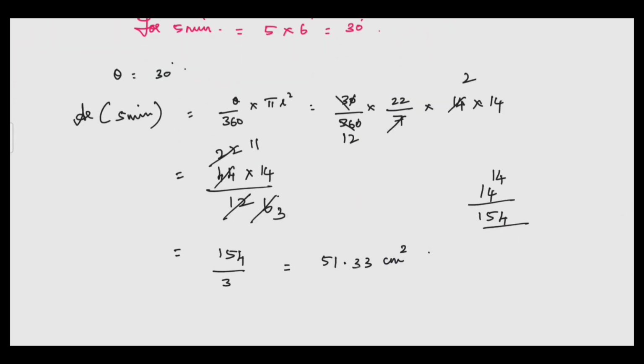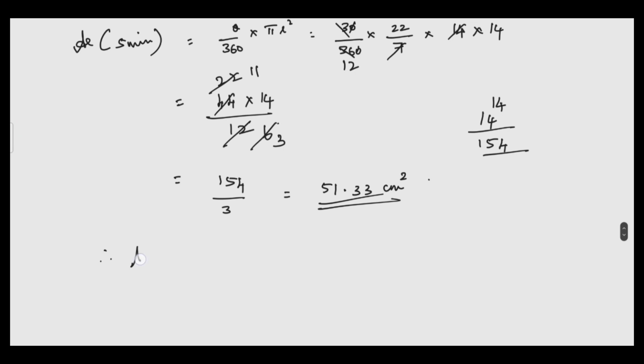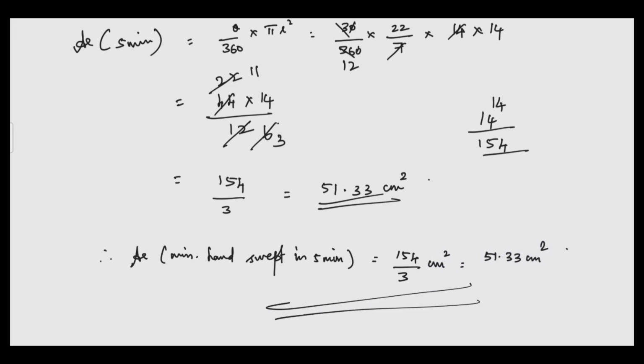51.33 centimeters square. Therefore, area swept by the minute hand in 5 minutes is 154 by 3 centimeters square, that is 51.33 centimeters square.